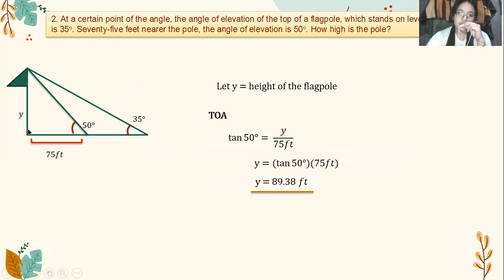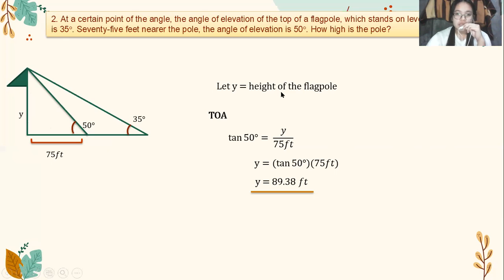So this is our pole. It stands on the ground. Then the angle of elevation is 35 degrees. So this is a certain point of the angle and it is 35 degrees. So it is said that 75 feet from the pole to the certain object, there is also an angle of elevation which is 50 degrees. So the question is how high is this pole?